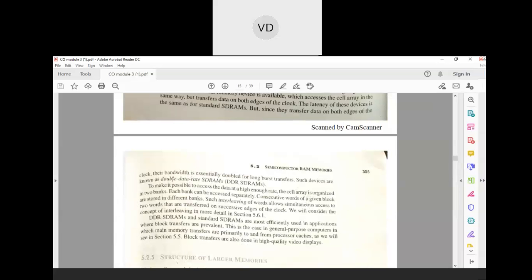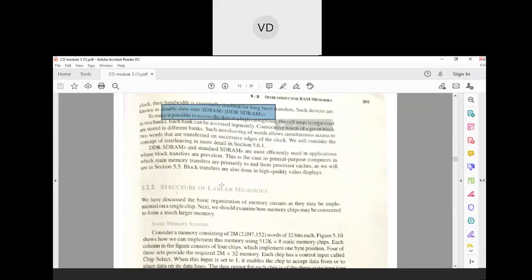So such devices are known as double data rate synchronous dynamic RAMs. Double data rate means they can read and write the data on both the edges, rising edge and falling edge as well. So they are called double data rate devices. This much is enough for this one.